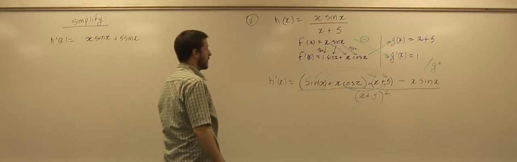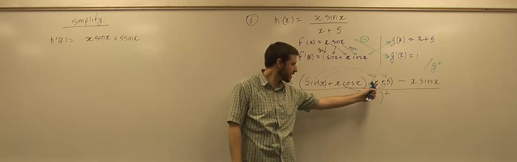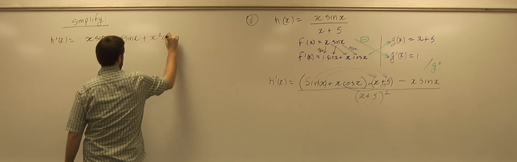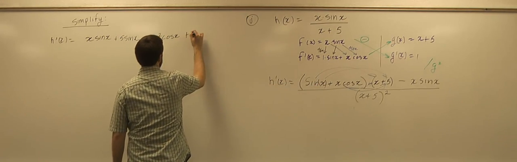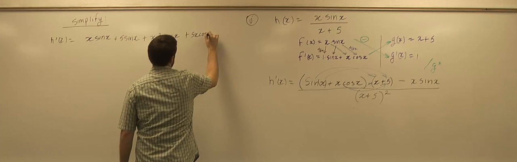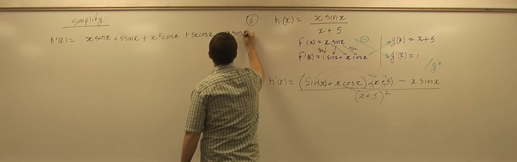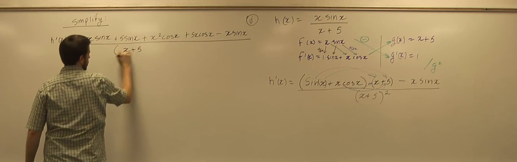Then x squared cosine x. Because this x is out front, when you multiply x cos x times x, it's x squared. Then plus 5x cos x, minus this original x sine x, which goes away, over the bottom squared.